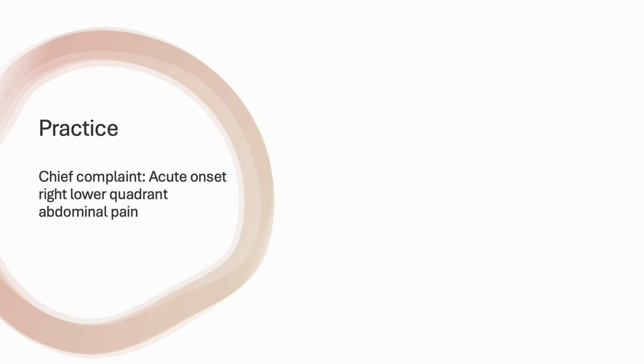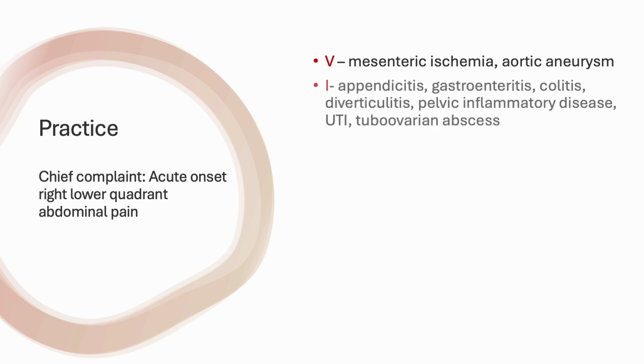So we'll start off by using the systems-based model, and let's go ahead and just use the VINDICATE mnemonic. So for V, vascular, we might think about mesenteric ischemia or aortic aneurysm. So mesenteric ischemia being loss of blood flow to portions of the bowel due to clots or a myriad of other reasons. I for infectious and inflammatory.